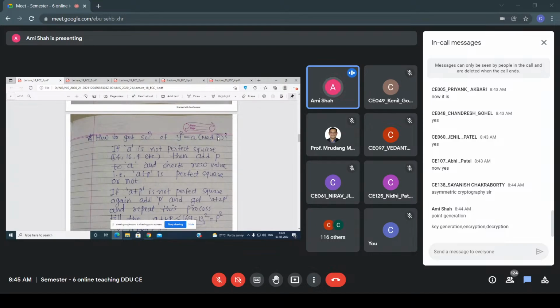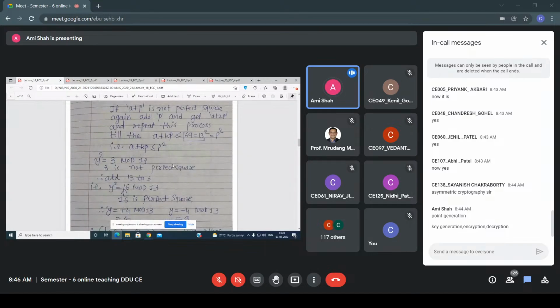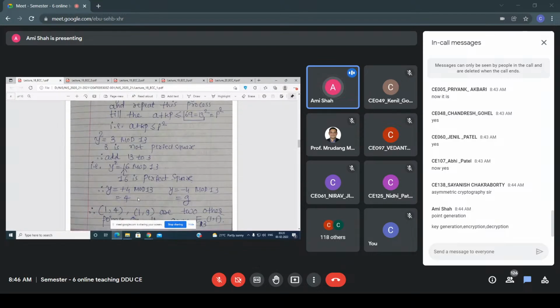Right? Add P to A, and then after that you have to check the new value, whether it's a perfect square, meaning whether the square roots are possible or not. So for that, as I have explained, y square equals 3 plus 13. So you have to add 13 to 3, and I get 16. Now I have to check if 16 is a perfect square. Yes. So the square roots are plus 4 and minus 4, where minus 4 is 9.